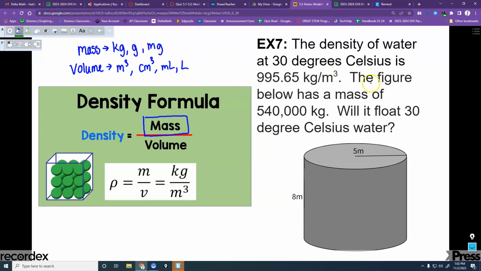So that affects things here. We have the density at 995.65 kilograms per cubic meter. This figure below has a mass of 540,000 kilograms. I want to know if it will float in 30 degrees Celsius water.